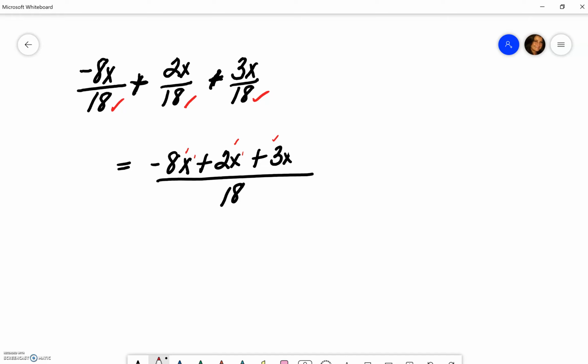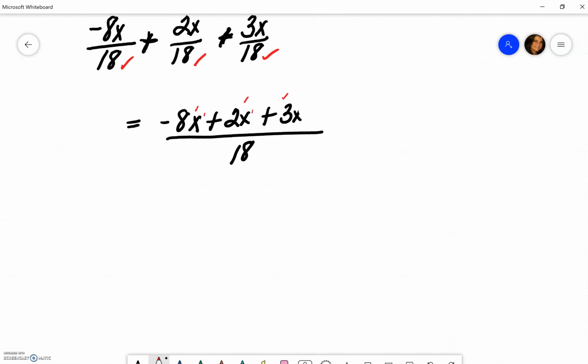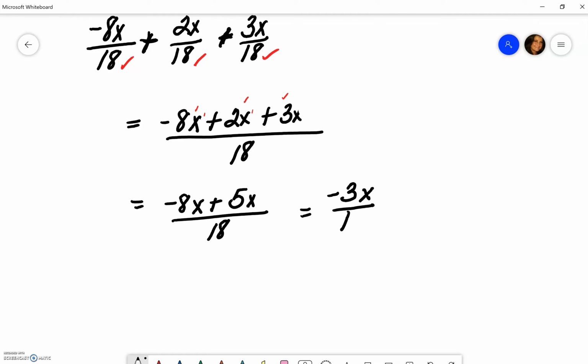So I'm going to just add up the 3 and the 2 first, just to keep it simple. So that would be -8x plus 5x all over 18. Now the rule states opposite signs, you want to subtract, take the sign of the larger number, which is -3x over 18.